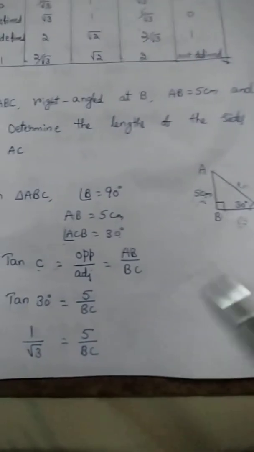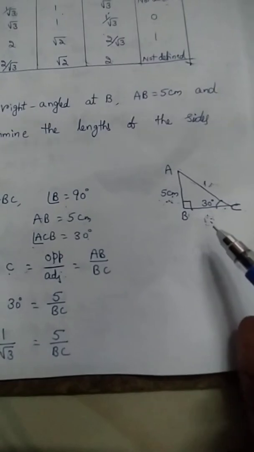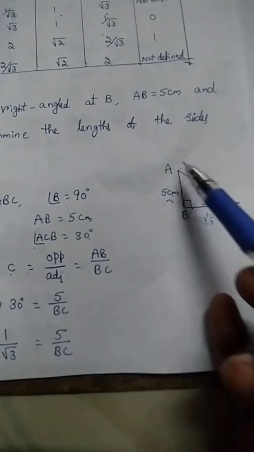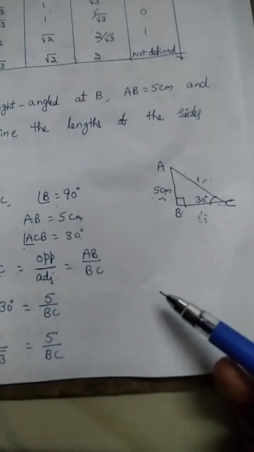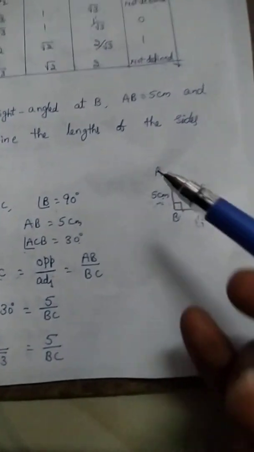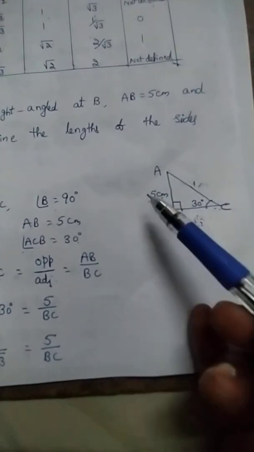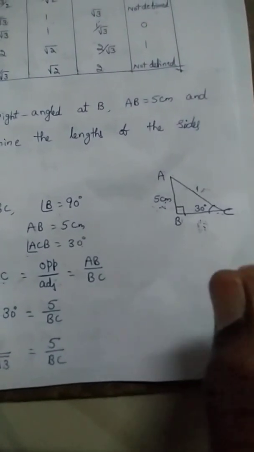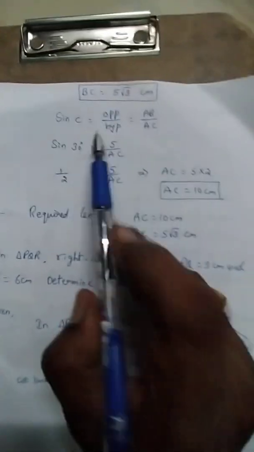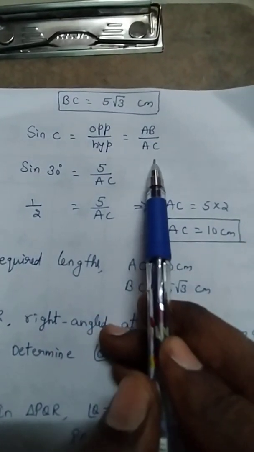And one more procedure is also there. We already know the opposite. Based on that, we can find the adjacent. Then to find the third side, shall we apply the Pythagoras theorem? Sure, we can apply the Pythagoras theorem. Hypotenuse square is equal to side square plus side square. No problem at all, you can solve by any procedure to get the answer. Then coming to this, here you can use sin C, opposite by hypotenuse. Opposite is AB by AC.